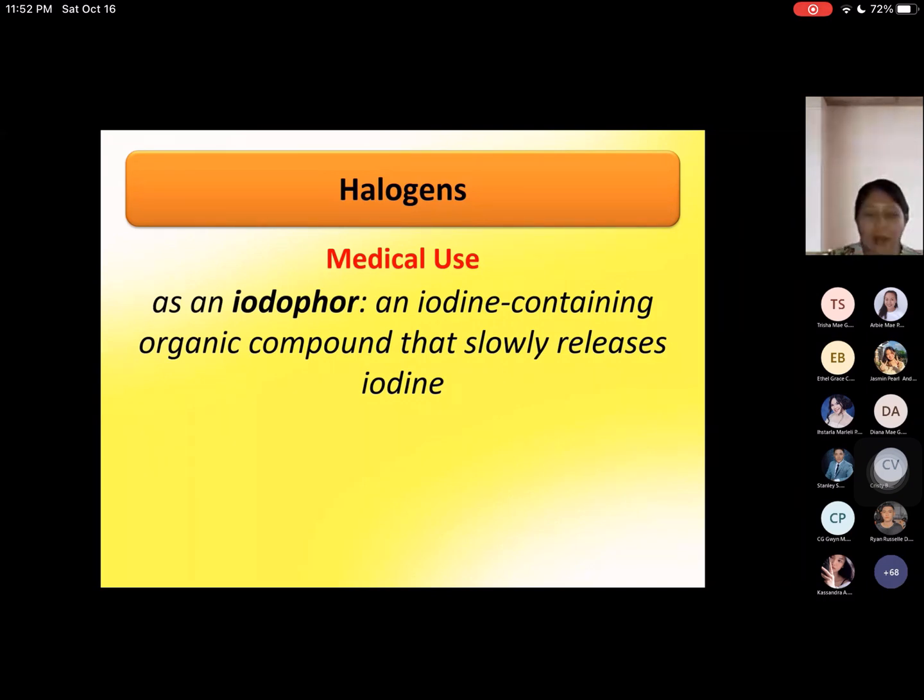The iodophores have the antimicrobial activity of iodine, but they do not stain, and of course they are less irritating. So that's why they produce this iodophore. Same is true with the phenolics and bisphenolics. They reduce the irritating effect of certain chemicals.